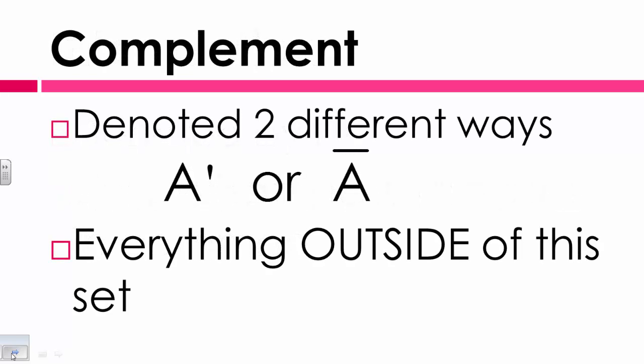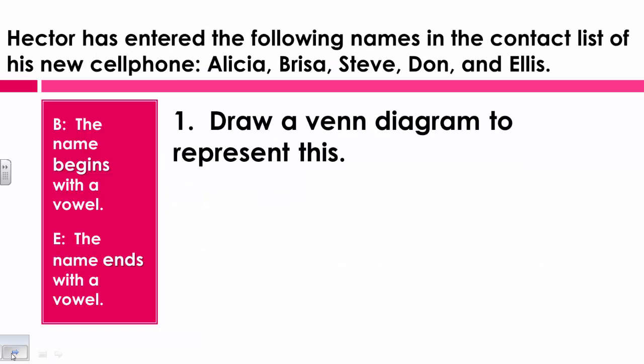The complement is denoted either with that apostrophe or with a bar across the top. It means everything outside of this set. Now this set could also be a union or an intersection complement. Let's take a look at this example.